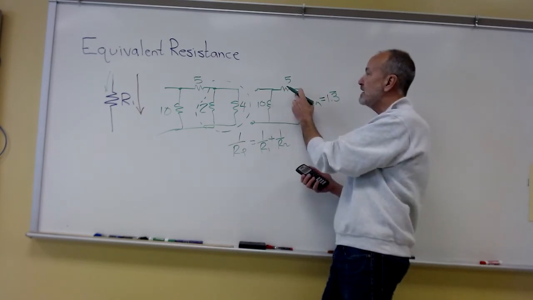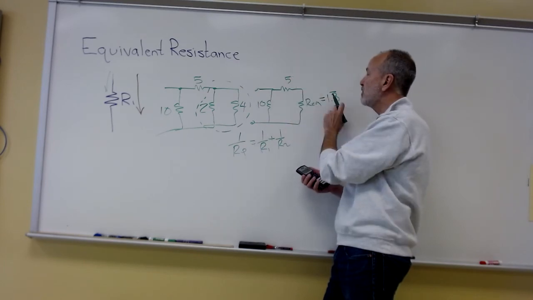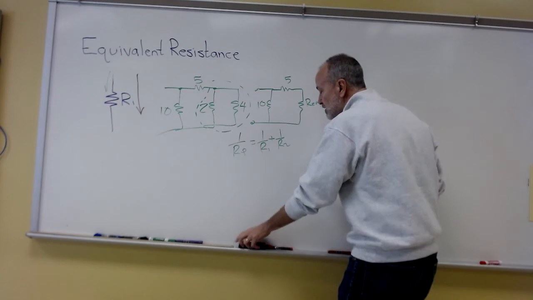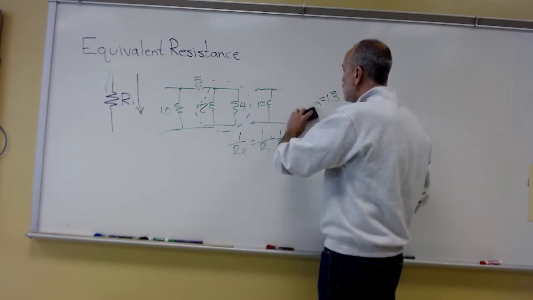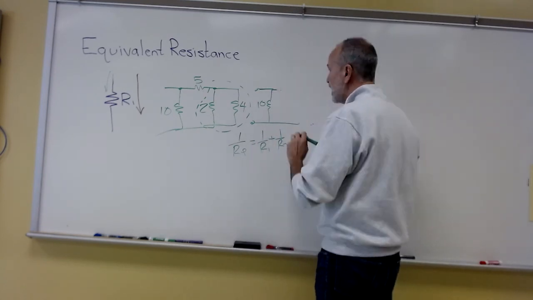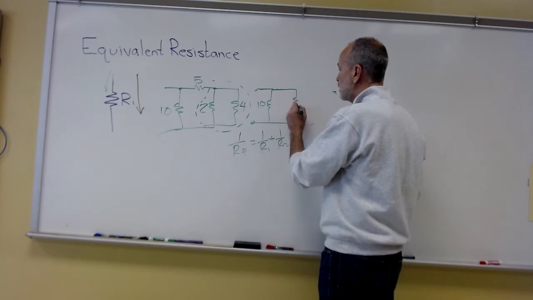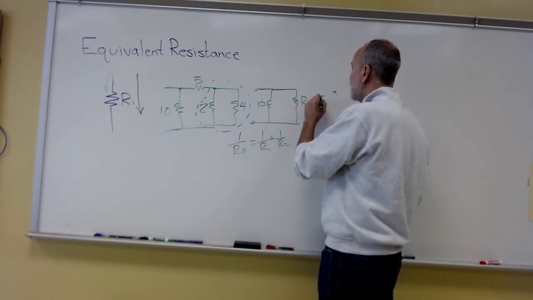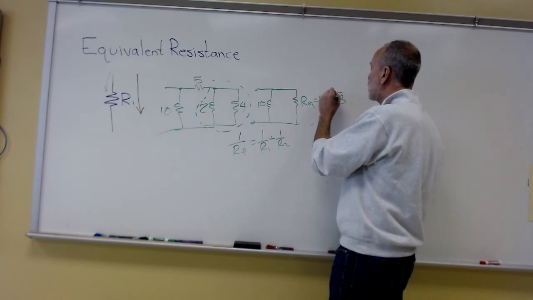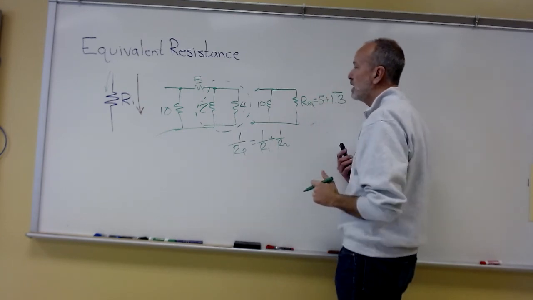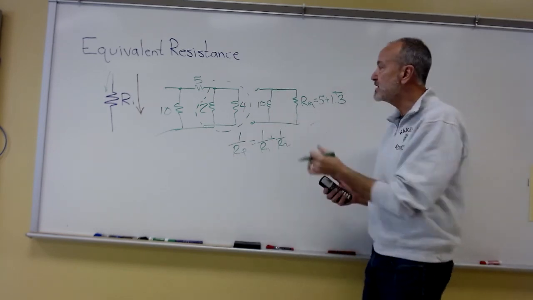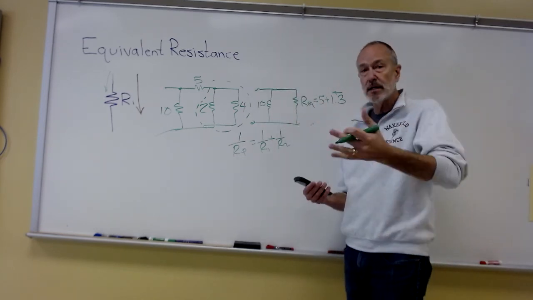Well, look, these two are now in series. Whatever goes through this goes through this. 5 plus 1.3 repeating. I can actually now replace those with a new equivalent. That is 5 plus 1.3 repeating ohms. Now look, these two are in parallel. So I can do one more step and reduce that to an equivalent.